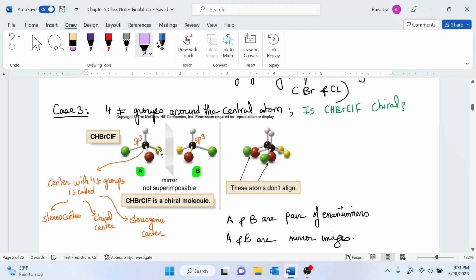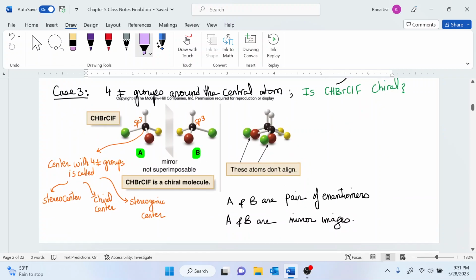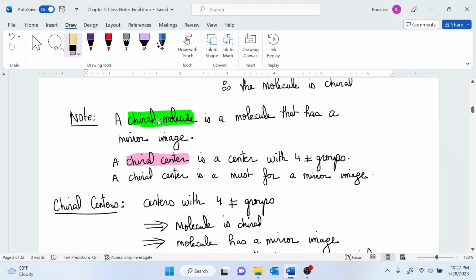So far we've defined the following terms: superimposable, non-superimposable, plane of symmetry, center of symmetry, pair of enantiomers, mirror images, and chiral centers, which are stereogenic centers or stereocenters. A chiral molecule cannot exist if the molecule doesn't have a chiral center. We defined a chiral molecule as a molecule that has a mirror image. And for the molecule to be able to have a mirror image, it needs to have a chiral center. So this is a must.